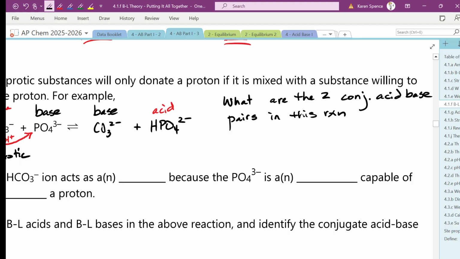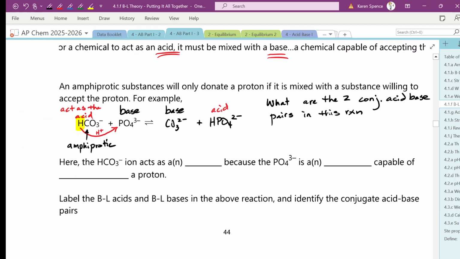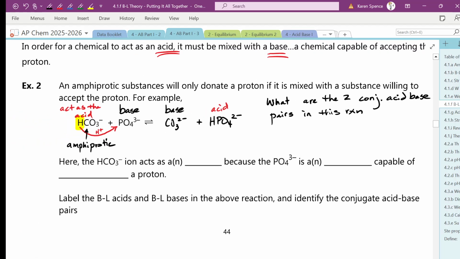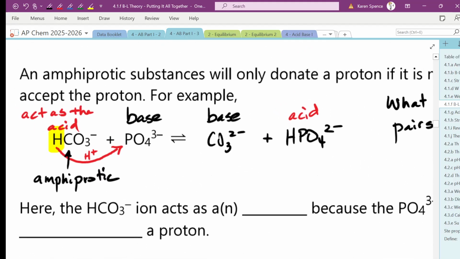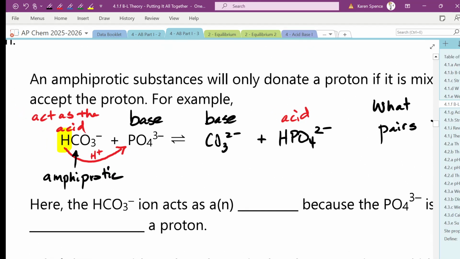I'm almost out of cards, so I'm going to shuffle. Have a chat with your neighbor, and I'll call somebody. Who are the conjugate acid-base pairs? I'll ask one person for one of the pairs, and I'll ask another person for the other pair.